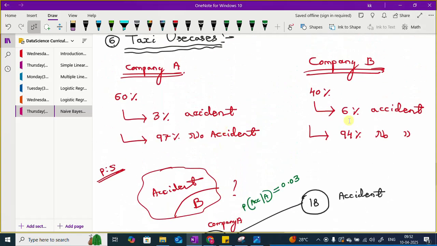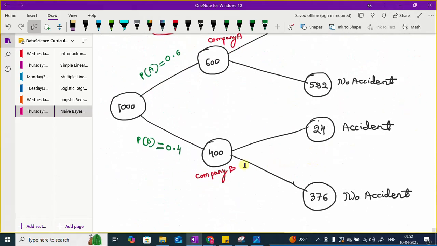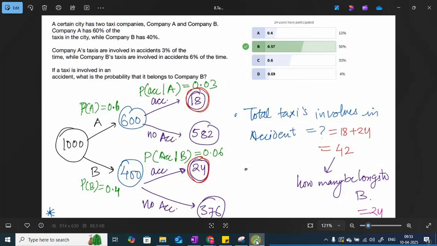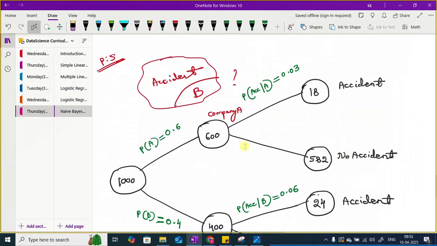Similarly, 6% of the taxis of company B face an accident, which is nothing but 24. Now can I write the probability of facing an accident given that it belongs to company B? See here, the notation: here I have written that it belongs to company A, and here it belongs to company B. How much? 6% means can I write 0.06? That is the probability. Yes or no? 0.06 is the probability.